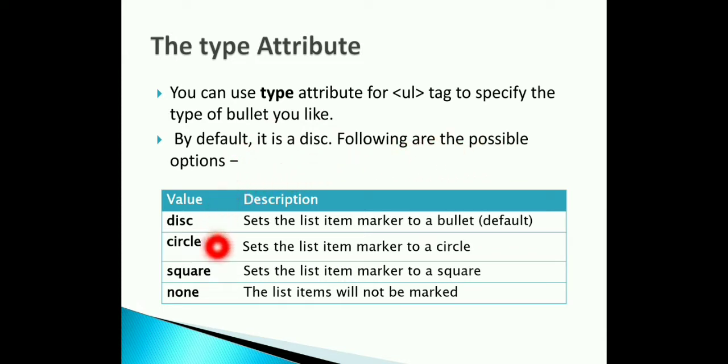You can set the value of type attribute to disk. You can set the value to circle. It sets the list item marker to a circle. If you set the value to square, this sets the list item marker to a square. You can also specify the value of type attribute as none. The list items will not be marked.